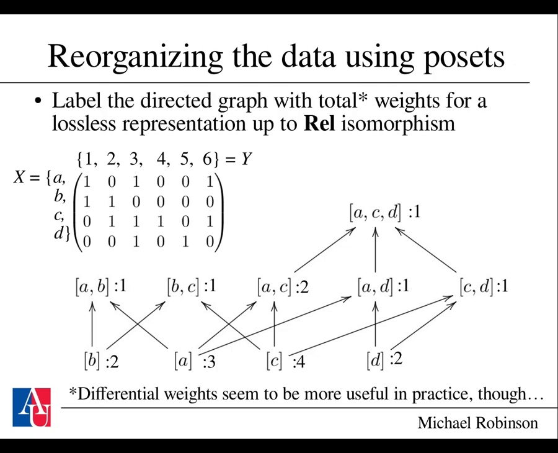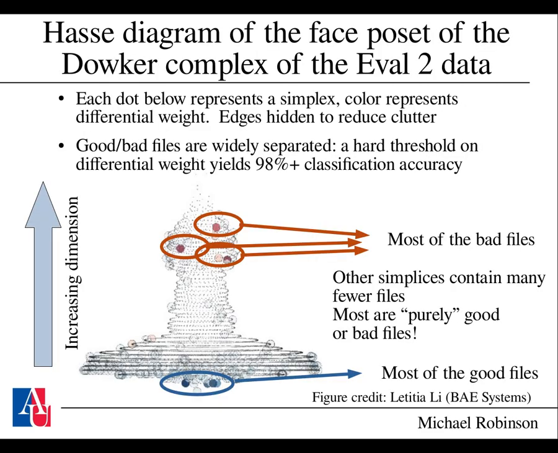Okay, so our labeling just applies to these simplices, just as before. I'm going to label with total weights, counting how many times each of these occur, ignoring the other vertices in play. Turns out the differential weights are more useful in practice for some statistical reasons, which I'm not going to go into here. Okay, now if I look at the Hasse diagram of the face partial order for all of the eval2 data, i.e. not a toy example, it's much larger. So as you go up, you get a higher dimension in the Dowker complex. That means more messages being occurred. So each one of these is a collection of messages.